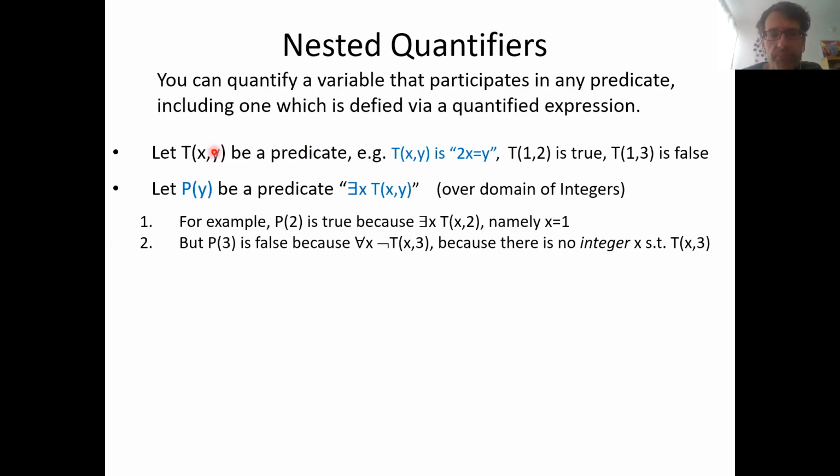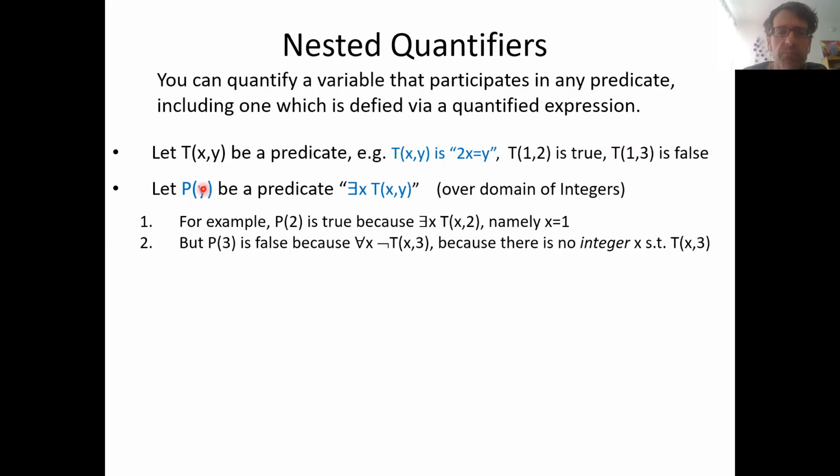Let's look at an example. Take a predicate on two variables, T of x,y. And take an example where T of x,y stands for 2x = y. That is, y is a double of x. And there is an implicit domain of integers. For this predicate, for example, T of 1 and 2 is true, because 2 is indeed a double of 1. But T of 1 and 3 is false. 3 is not a double of 1.